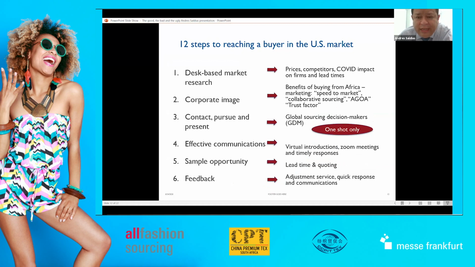How do we get a buyer knowing that there's opportunity? I know there are great factories in Lesotho, in Eswatini, in Botswana, Namibia. We're working with them now. But what are the steps that we need to take as businessmen to reach a buyer? So I put together a step-by-step so we understand the basics, the fundamentals, and how we go to the next level. The first one is understanding the market: who are the competitors, what are the prices, what's the impact of COVID.